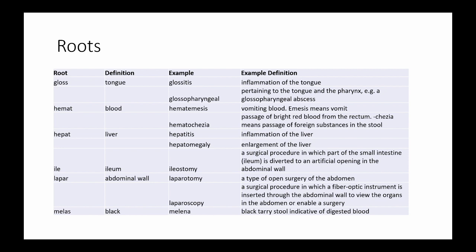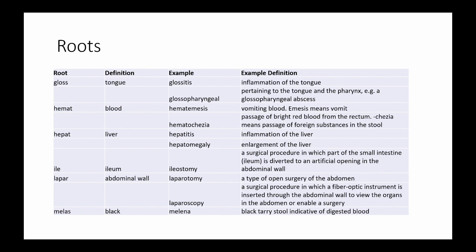Ile refers to the ileum, part of the small intestine. An ileostomy is a surgical procedure where part of the small intestine, part of the ileum, is diverted to an artificial opening in the abdominal wall. Lapar refers to the abdominal wall. A laparotomy is a type of open surgery of the abdomen, while laparoscopy is a procedure where a fiber optic instrument is inserted through a small hole in the abdominal wall in order to view the organs inside the abdomen or enable a laparoscopic surgery.